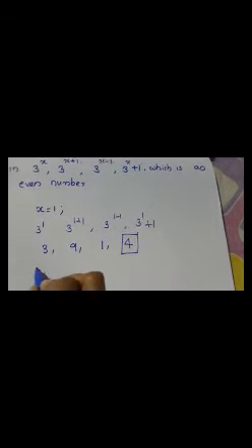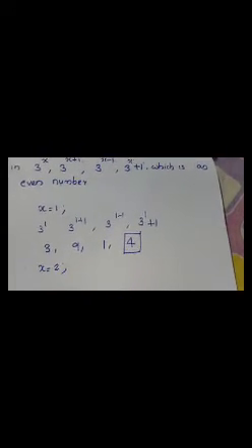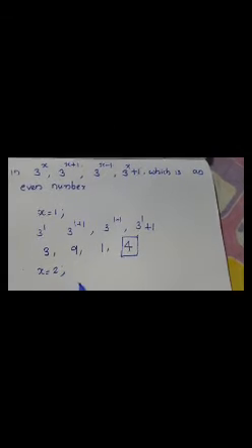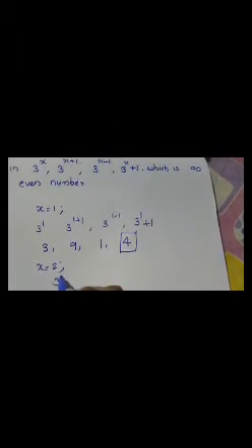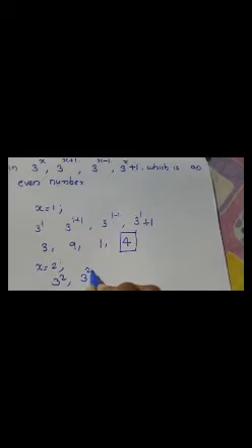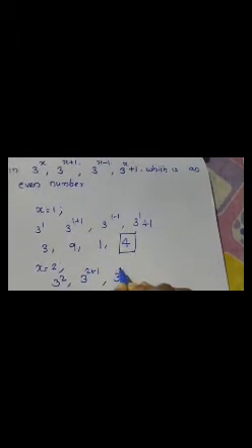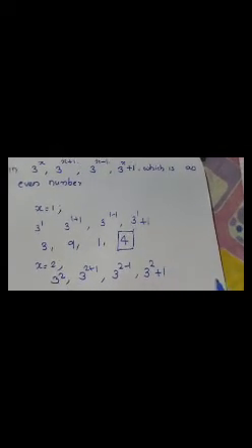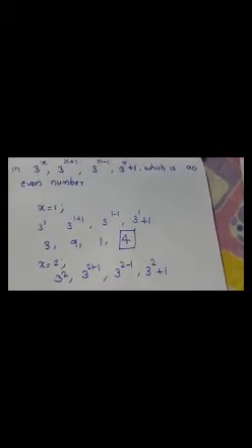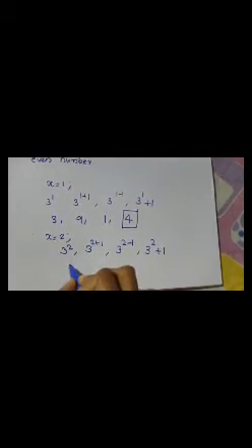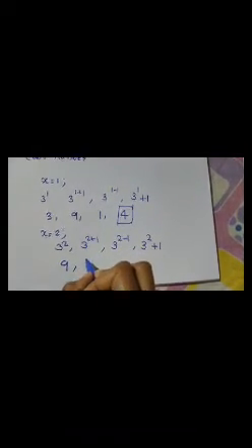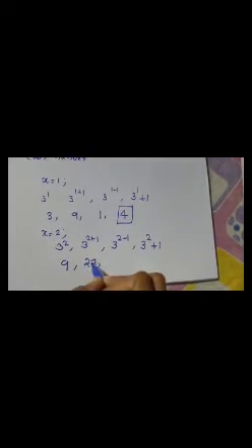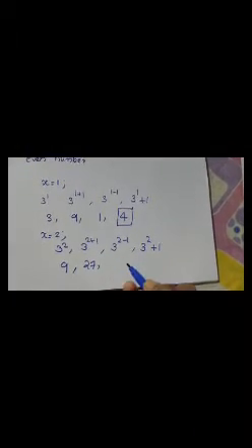Let's check another value for x. x is equal to 2. If we give the value of x as 2, then 3 raised to 2, 3 raised to 2 plus 1, 3 raised to 2 minus 1, 3 raised to 2 plus 1. What will be the value of these things? 3 raised to 2 is 9. 3 raised to 2 plus 1 means 3 raised to 3, which is 27. 9 and 27 are not even numbers, they are odd numbers.